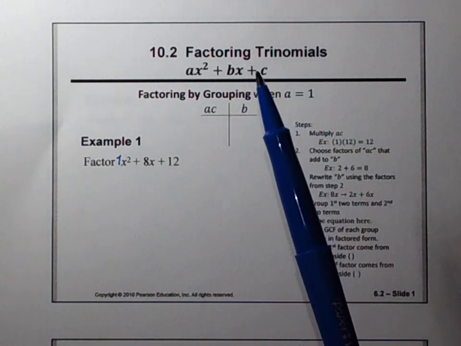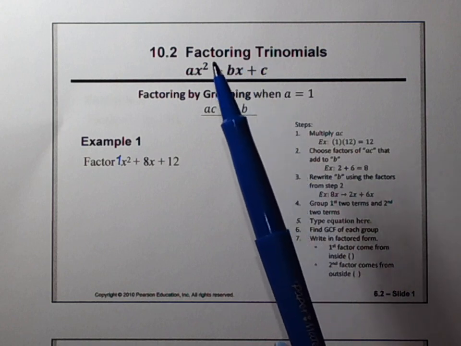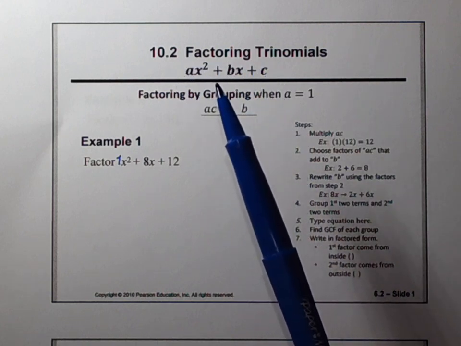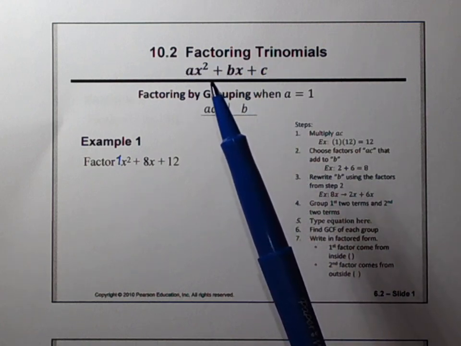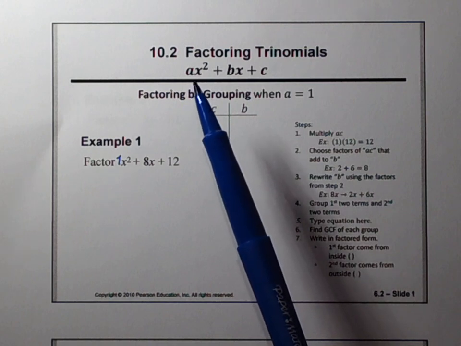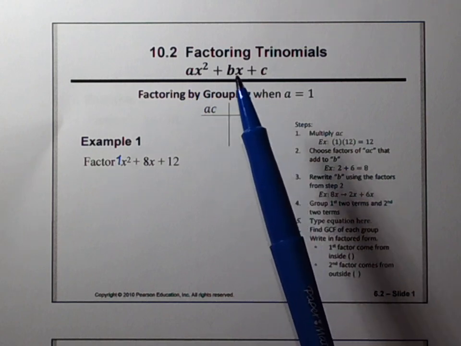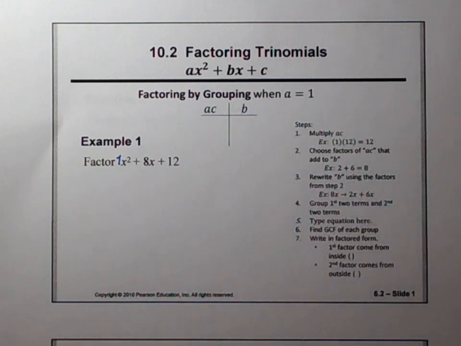So we're going to take our trinomial in this form, and remember, a trinomial is just a fancy way of saying that it is a polynomial with three terms. So tri meaning three. So we're just going to find the factors of this trinomial.